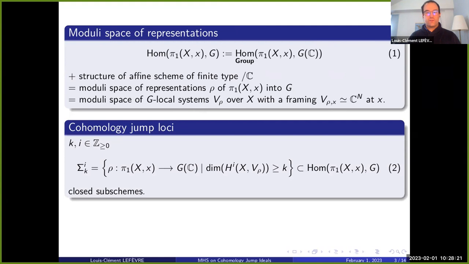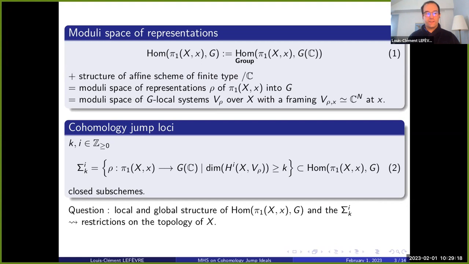What are named the cohomology jump loci are these subspaces of the moduli space of representations. You need to fix two integers, k and i. And you look at the subset of representations from pi one into G such that for the associated local system V_rho, the dimension of the cohomology in degree i is bigger than or equal to k. This defines a subset of the moduli space, and actually these are a family of closed subschemes for all i and k. This is because of results of semi-continuity of the cohomology. These are indeed closed, and we can put a scheme structure on this.